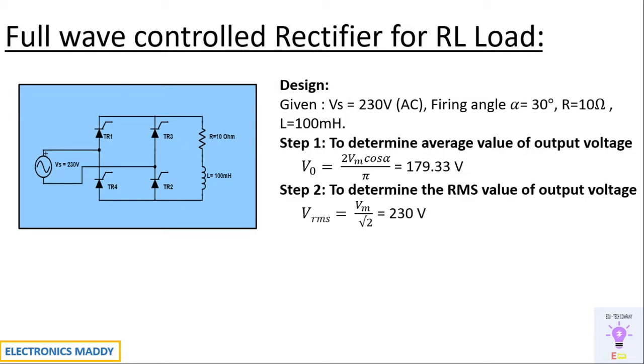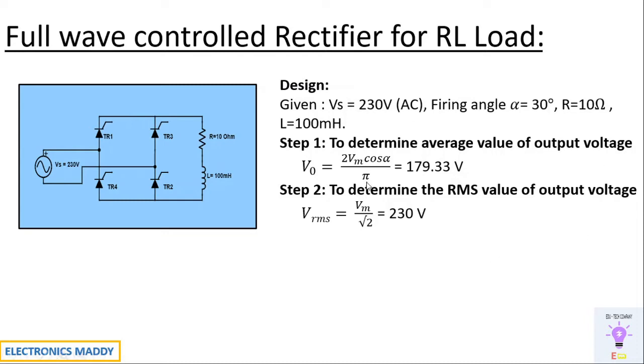And the second step is to determine the RMS value of output voltage. So VRMS is equal to Vm by root 2. Vm is basically 230 into root 2, whole divided by root 2. Root 2 and root 2 get cancelled and you'll be left with 230 volt. So this is how we'll be finding it.